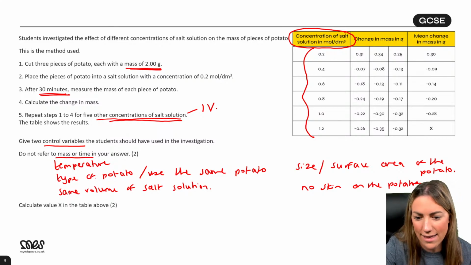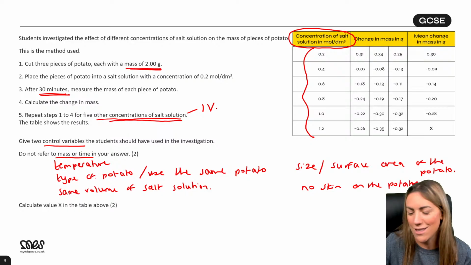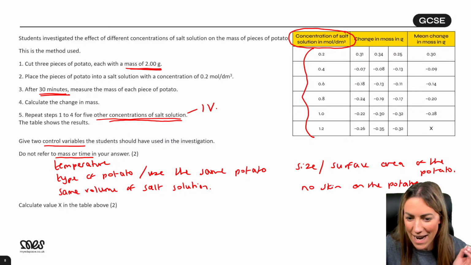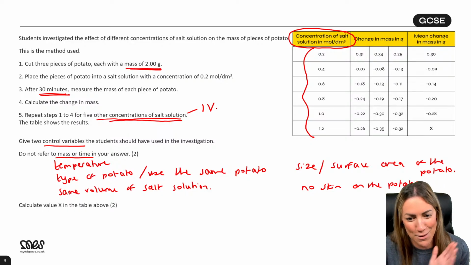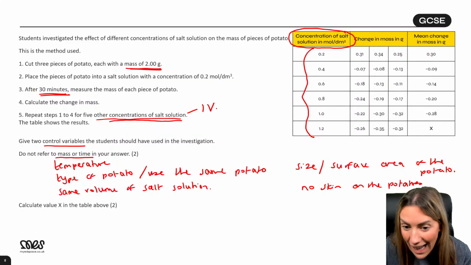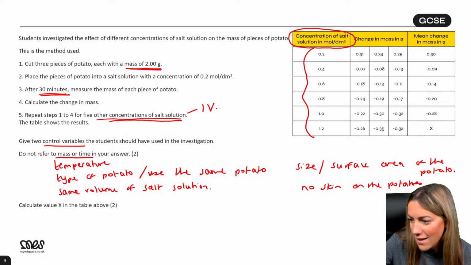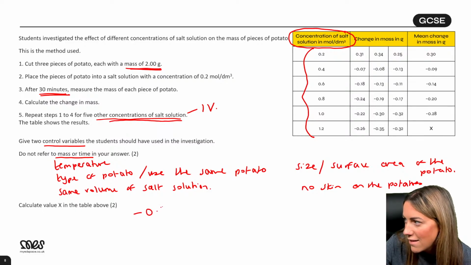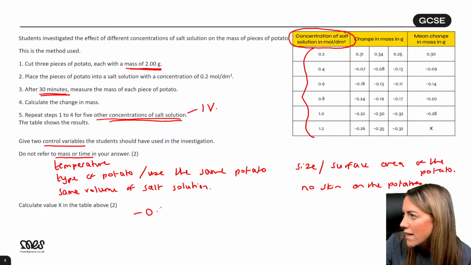Calculate value X. Guys, I'm not even going to do this. You're going to do it because I'm just checking that you can calculate a mean and I'm 100% certain that you can. I'm going to trust you. Ooh, why is it worth 2 marks? Have we got an anomaly?